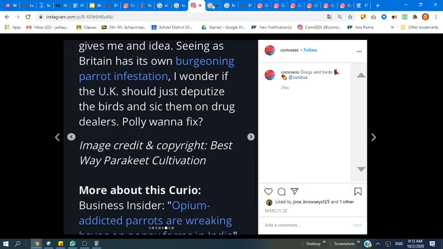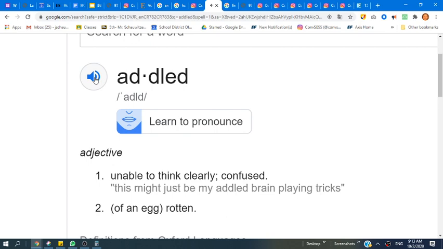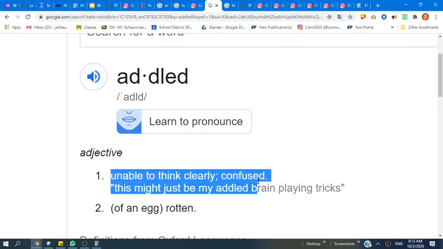All right, what we're going to be doing now is we're going to be talking a little bit about a couple of those words that you might have seen inside of the reading. Okay, the first one is addled. Addled means unable to think clearly or confused.